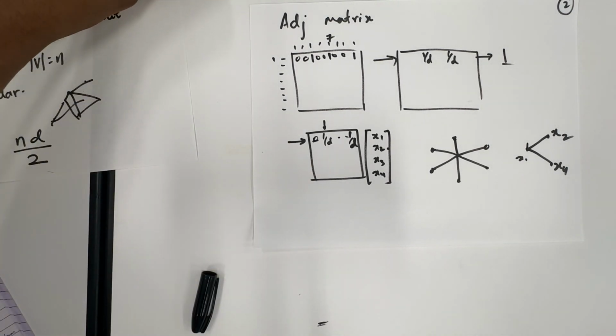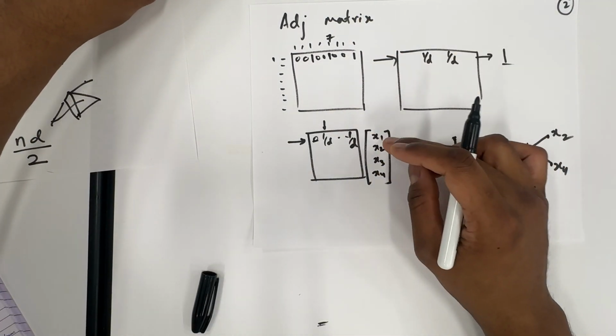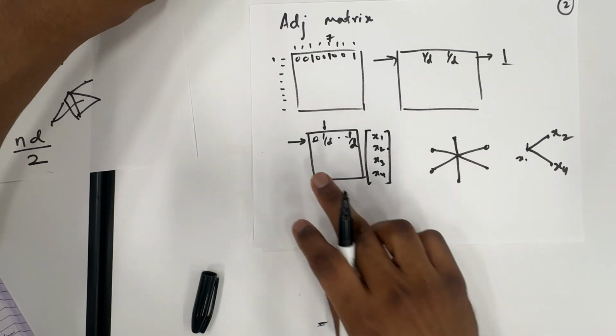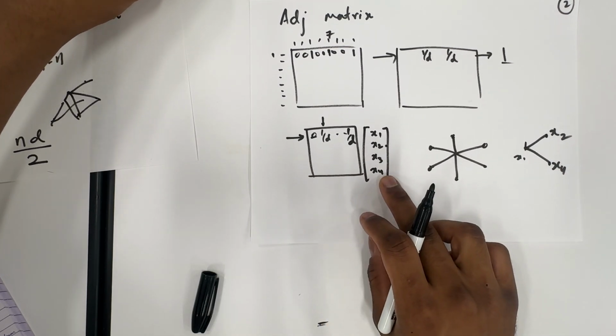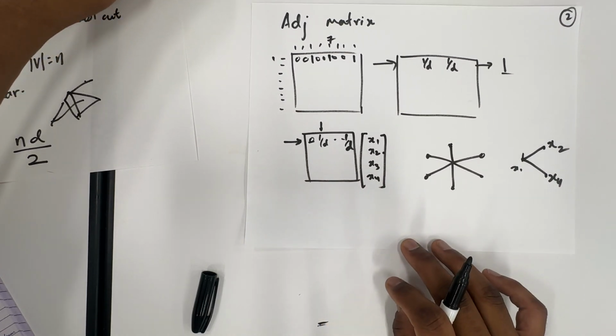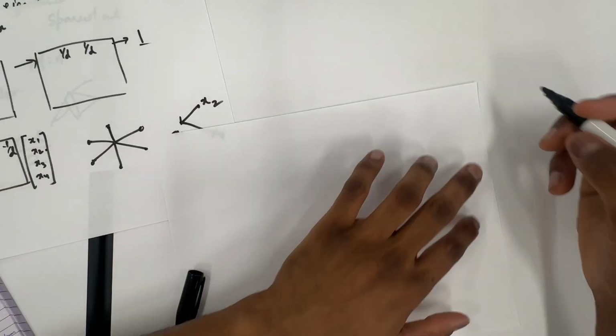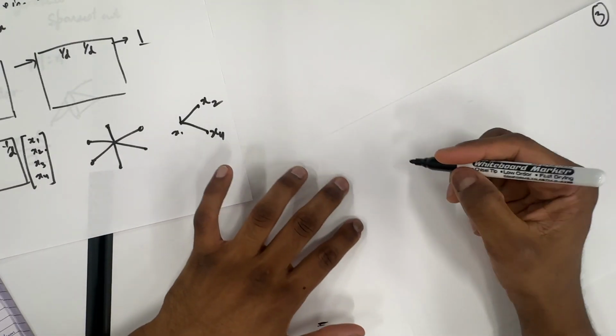It's a very interesting thing to note that the adjacency matrix as a linear transformation takes the average of all of its neighbors. Now, what are some properties of this adjacency matrix? Let's have a look at the eigenvalues.